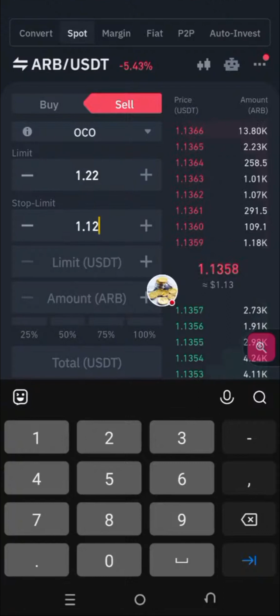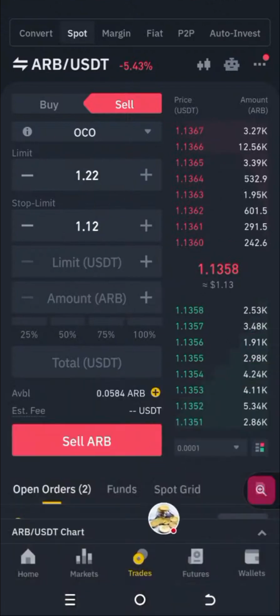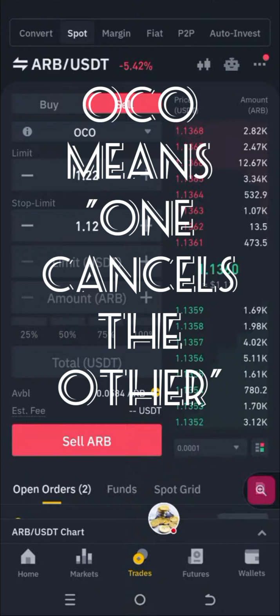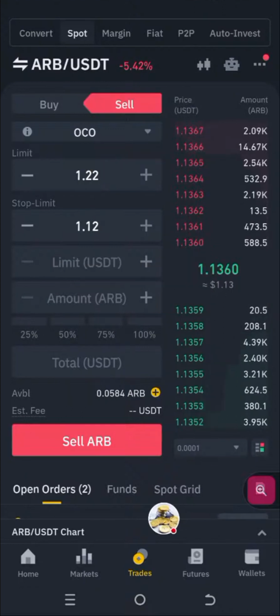So I'll be happy to lose a little portion of my money, because a lot of people are saying, why don't you just put stop loss? Why don't you just put the take profit? This is OCO. OCO means one cancels the other. One cancels the other. Try and understand that.